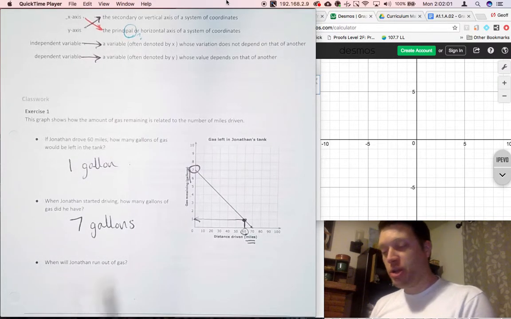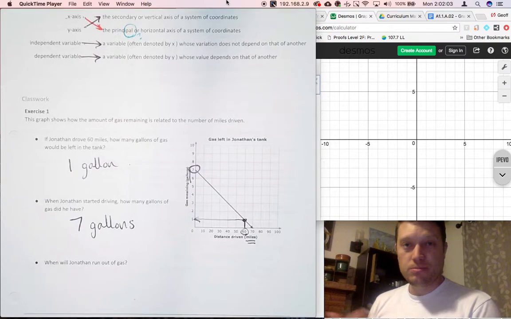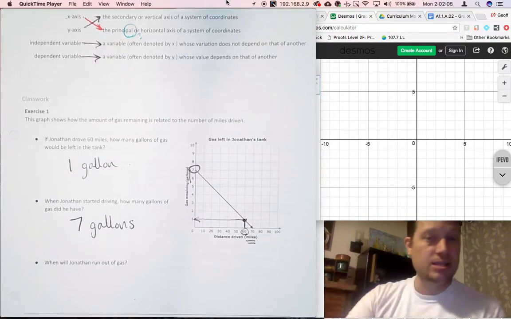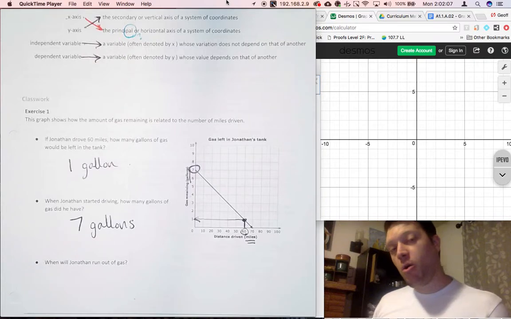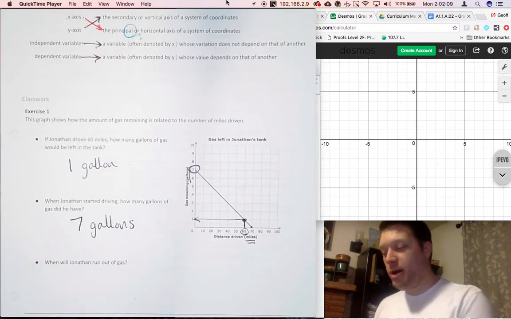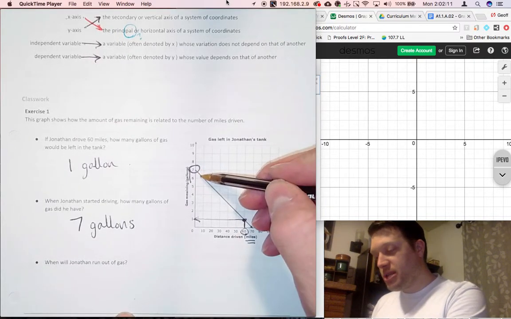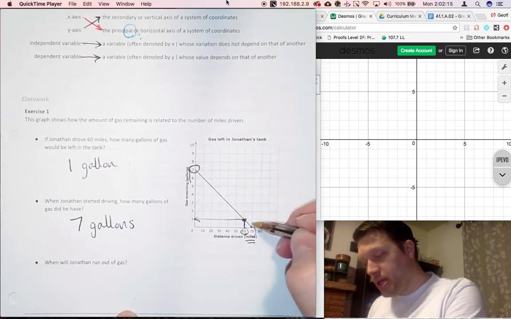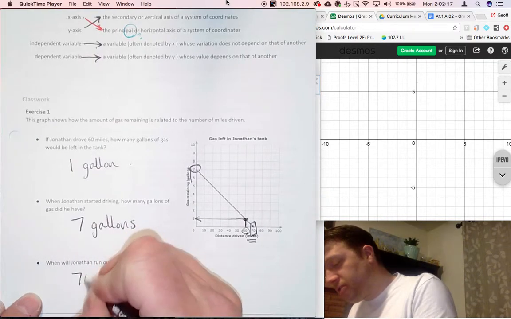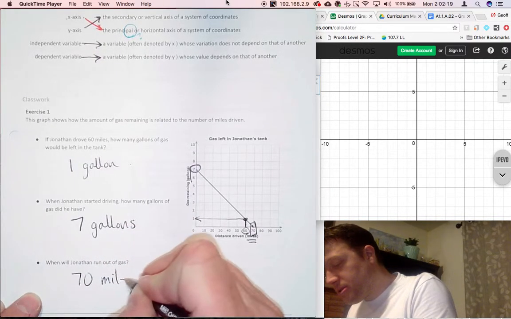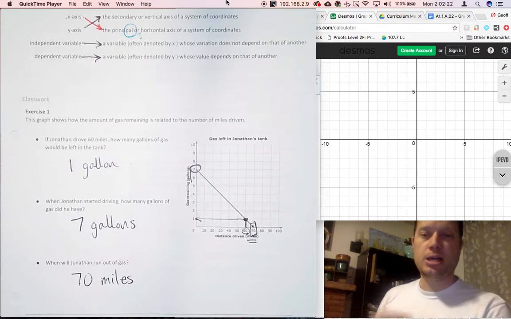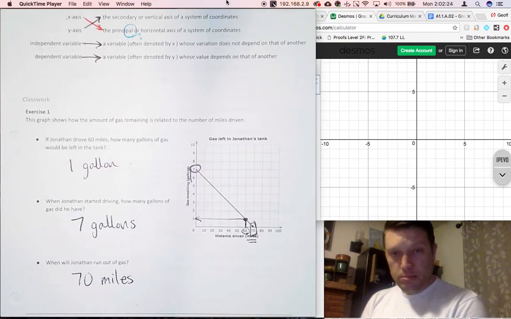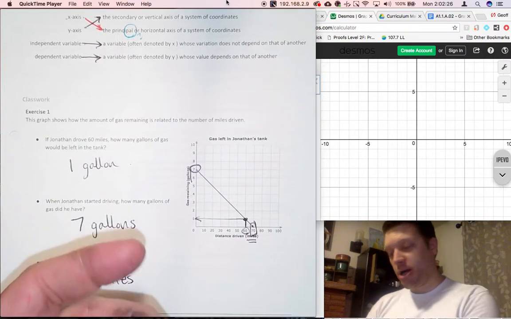So when will Jonathan run out of gas? I guess when the number of gallons of gas is 0, and we'll see how many miles he's driven along the way. It falls at 6, at 5, at 4, at 3, at 2, at 1, right here. When Jonathan has driven 70 miles, he will have no gas in the tank. He will have run out. Looking at a graph, interpreting the graph.